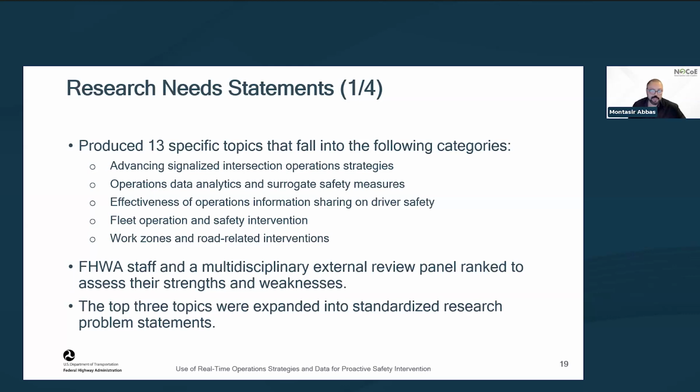The review panel was multidisciplinary, and we asked each to rank those ideas for strengths and weaknesses so that we can pick 3. So we wanted to pick 3 at the end that we can expand into standardized research problem statements. Please, next slide.